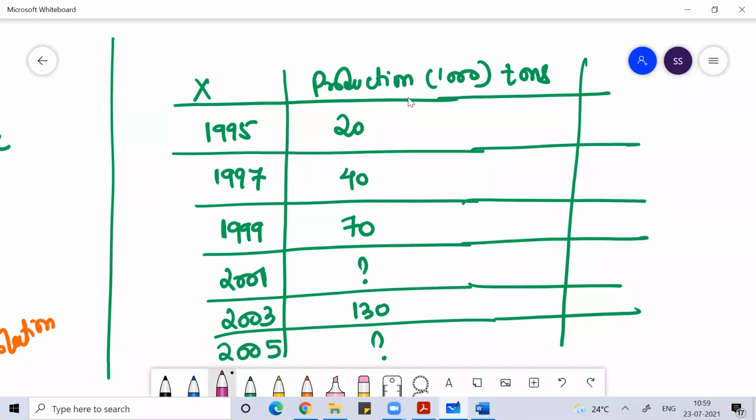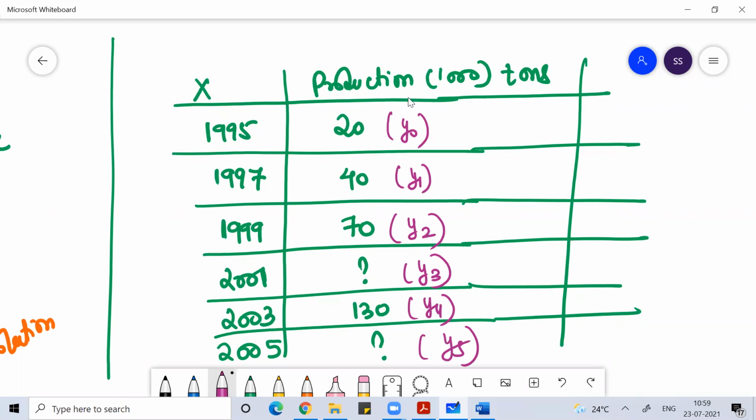So I can write them. Just suppose this is y naught. This is y1, and just giving a symbol, y2. This is y3, which we need to estimate by using interpolation. This is y4, and this is y5. Clear, everyone? So first we'll find the value of y3, and then we'll try to find the value of y4.